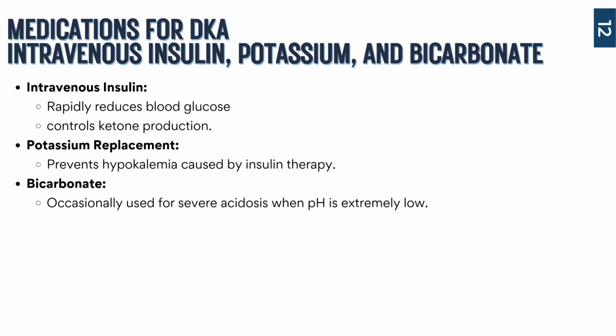It just depends on the orders. And then we're going to closely monitor and adjust the rate of the insulin based on the patient's blood glucose levels. So the nurses are going to check glucose levels at least every hour and adjust the insulin infusions to maintain safe and gradual glucose reduction.